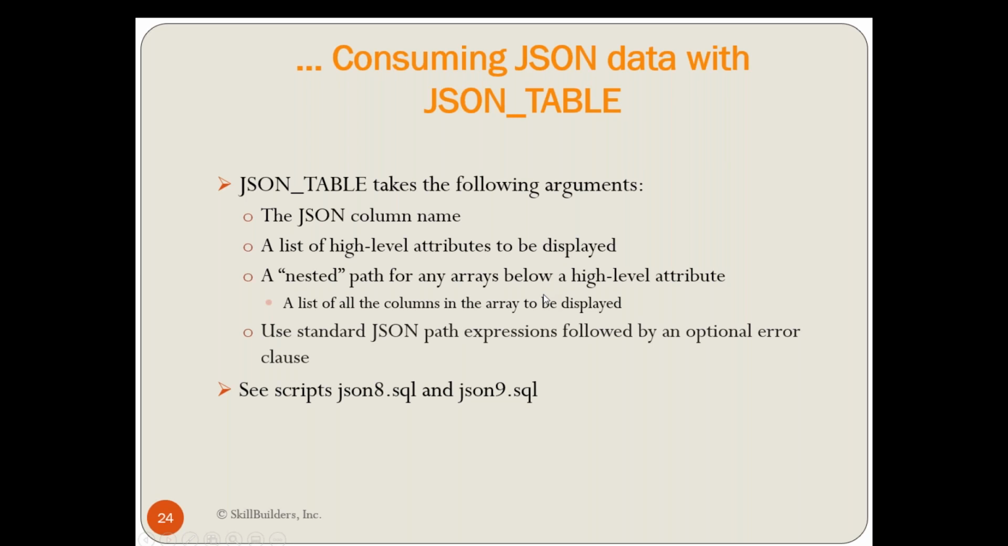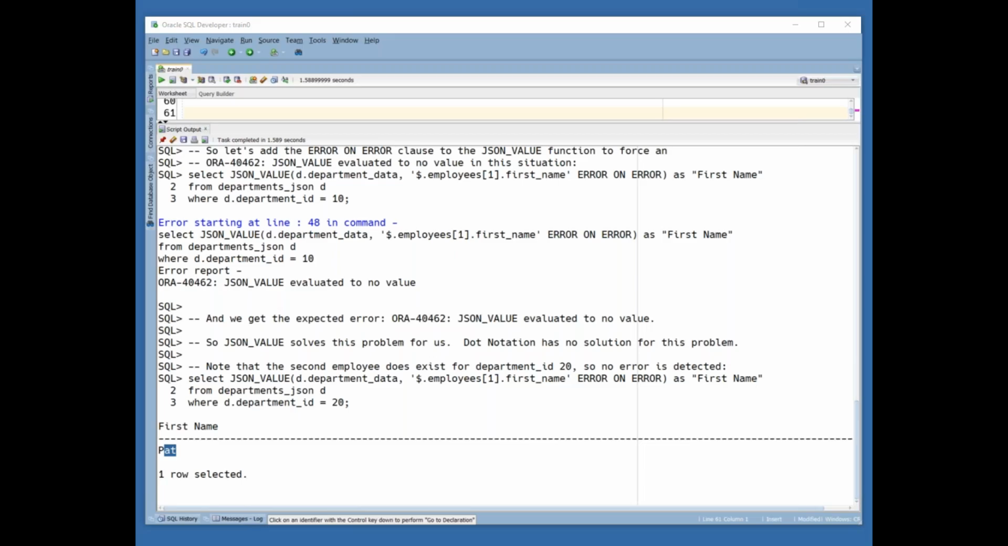You could pick all the columns, or you could pick and choose the ones you want. And you can use standard JSON path expressions followed by an optional error clause within this. Okay, so you can have an error clause as well. Let's look at JSON 8 and JSON 9 and kind of finish up with this main concept. So I'm going to pull out my JSON 8 script and then my JSON 9 script.